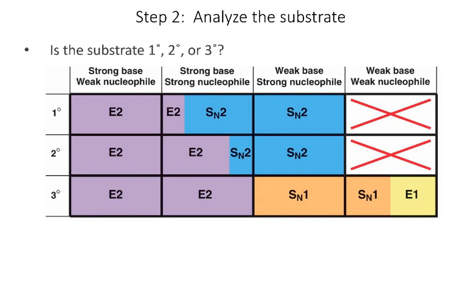When we have a weak base and a weak nucleophile, we generally don't see a reaction with primary or secondary substrates because that carbocation intermediate is not very stable. However, if we have a tertiary substrate, then we tend to see a mixture of both SN1 and E1.